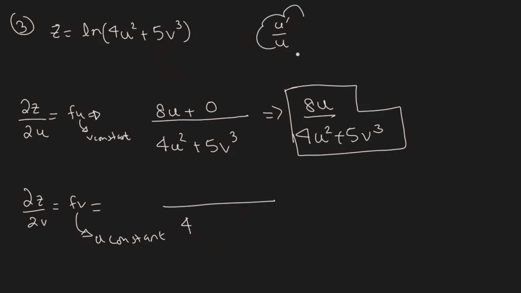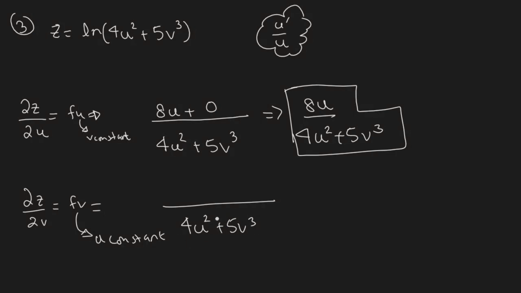This is the formula to find the derivative of the ln of something. It doesn't have to do with these variables u and v. It's simply a formula, okay? So u is the thing that is inside the ln. So here you write it at the bottom: 4u squared plus 5v cubed.